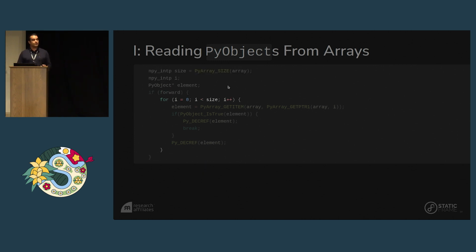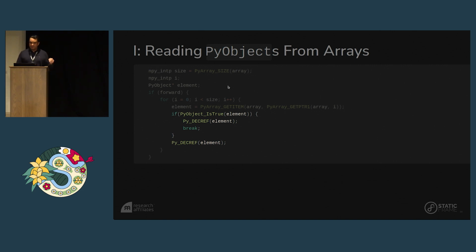If we're going forward, we're going to iterate over each index in the array, and we're going to use PyArray_GetPtr1 to get the pointer. We're going to use PyArray_GETITEM to extract a PyObject, and now we have a PyObject at the element. We can use PyObject_IsTrue to evaluate if it's true. If it is, we're good. We found what we were looking for.